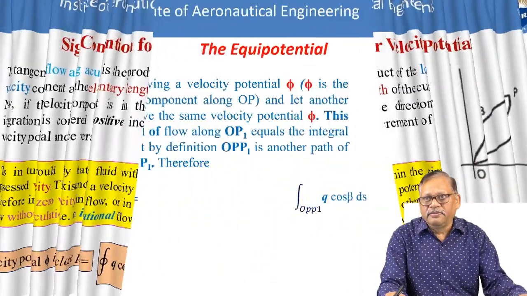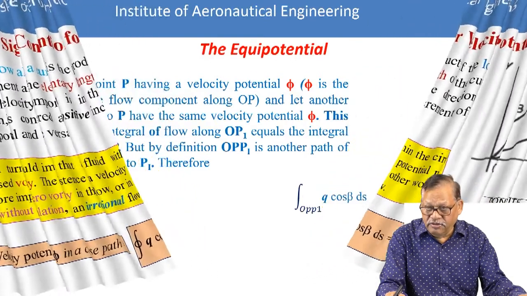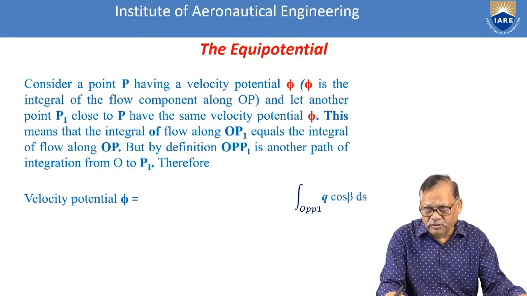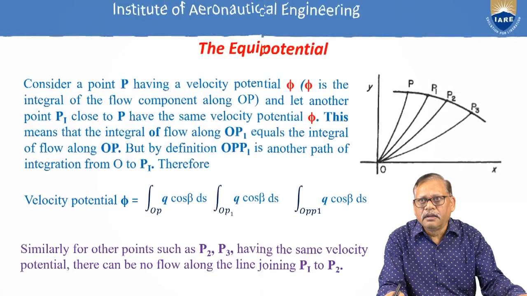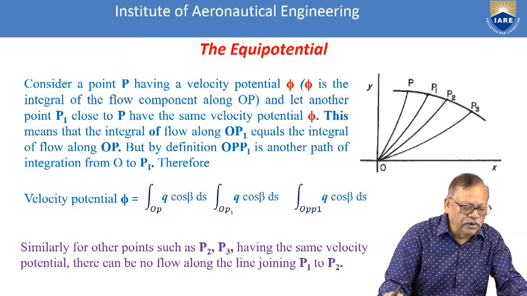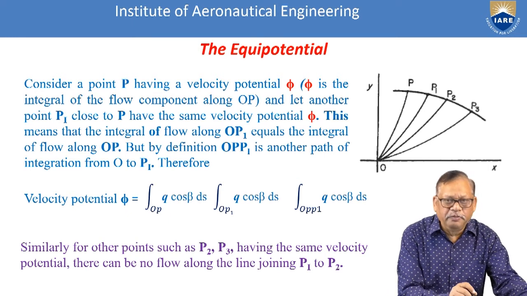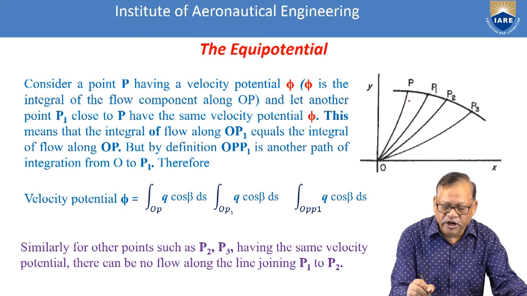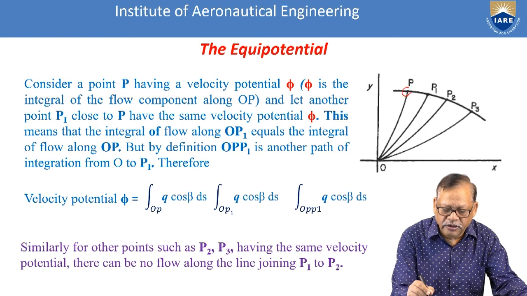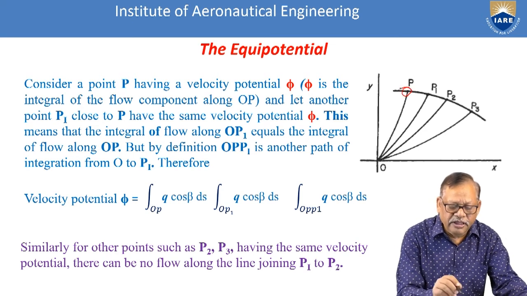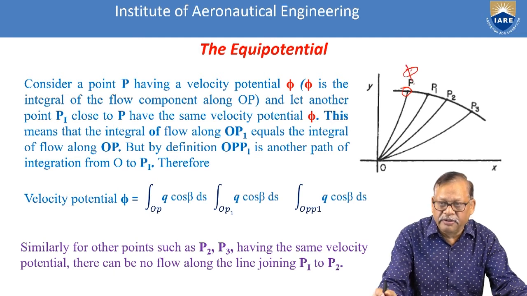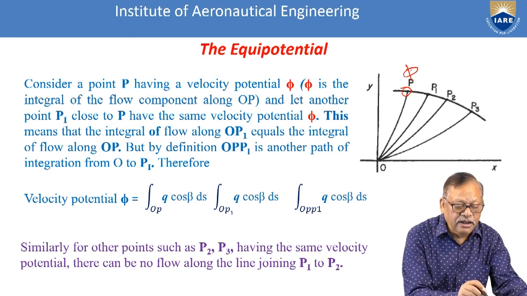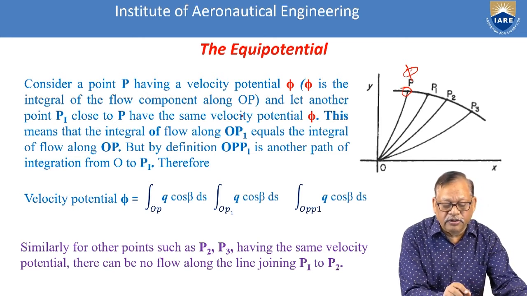So what is an equipotential line? There we have seen the streamline; here we talk about the equipotential line. Consider a point P having the velocity potential phi, where phi is the integral of the flow component along OP.